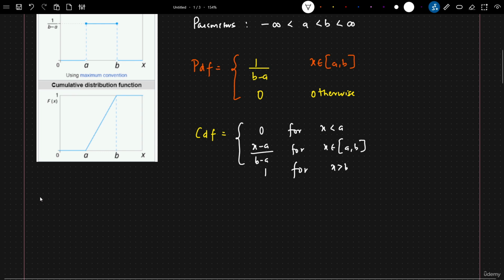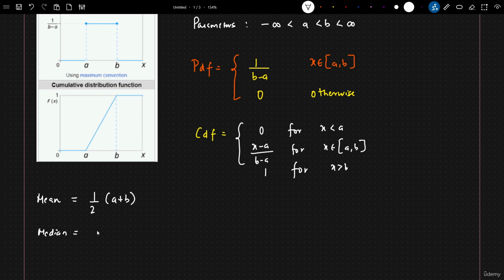Along with this, you'll also be able to see the mean that is specifically used in order to calculate this distribution. It is nothing but 1 by 2 multiplied by (a plus b). The median is also given by 1 by 2 multiplied by (a plus b). And finally, the variance is given by 1 by 12 (b minus a) whole square.